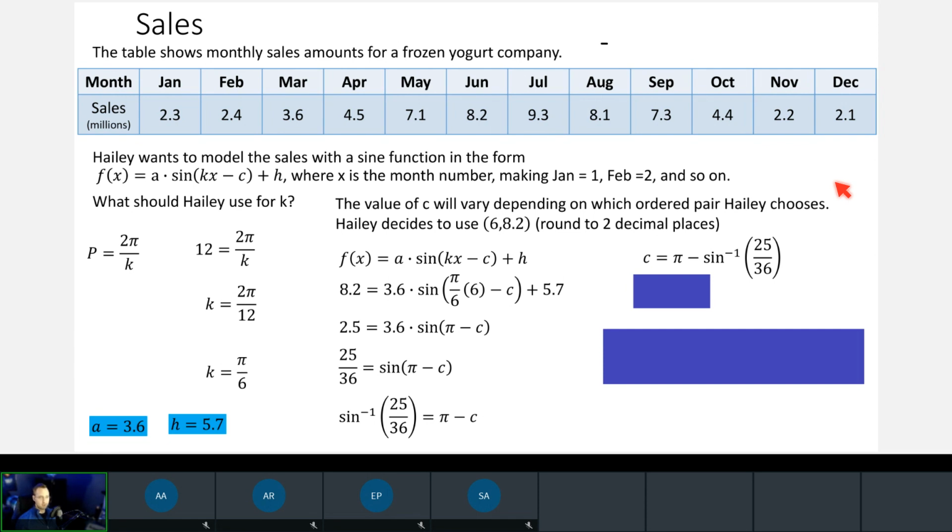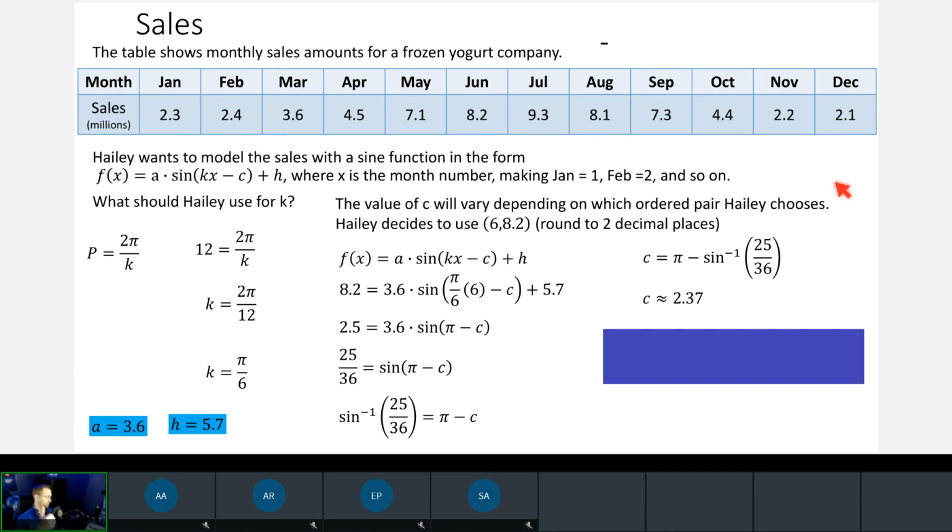All right. Now, for the final answer, we're going to type in pi minus arc sine of 2.5 over 3.6 in parentheses. It matters. And we're going to hit enter. And what do we get? Here, I do want you to round to 2 decimal places, because it says that right here. 2.37. Yes.